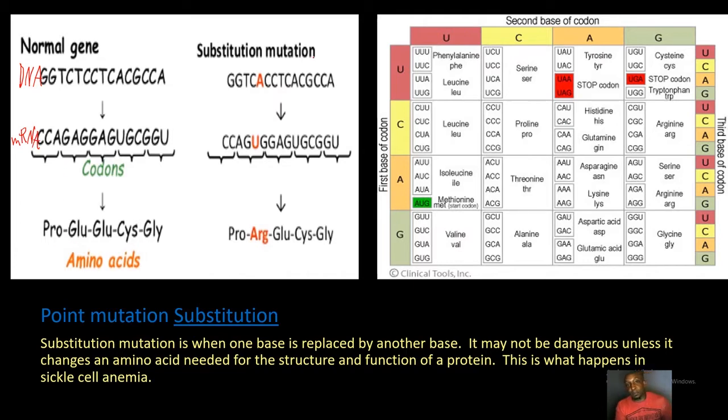But let's look at this substitution mutation. If you notice, this is an A right here, but in our normal gene strand, it was a T. So now, when we go to code this DNA into mRNA, this A is going to turn into a U. So let's identify both of these. This A turns into a U. And then when we come down here to code for amino acids, instead of it being glutamine like it was in this normal gene, now it's arginine. This can have a negative impact on making a protein because this amino acid may be needed for the structure and function of that protein.